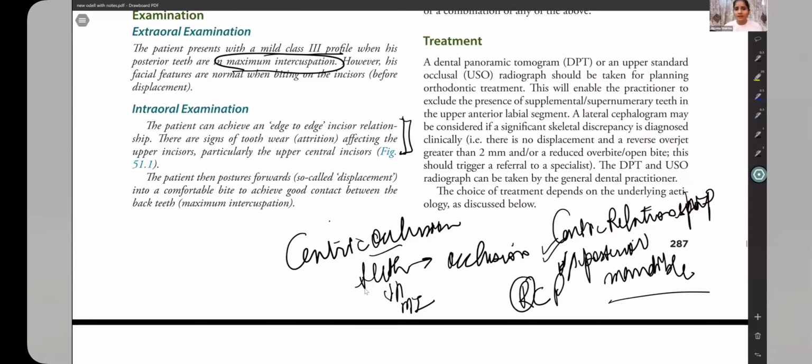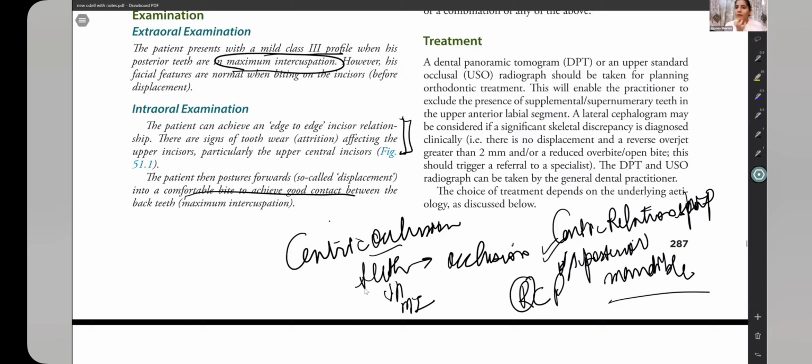There are signs of tooth wear, attrition, affecting the upper incisors, particularly the upper central incisors. The patient then postures forward, the so-called displacement. Another important orthodontic term: when the patient bites, everybody naturally bites in centric first, and that would be the retruded contact position. But as soon as the patient bites in retruded contact position or in centric relation, because his cusps are not interdigitating correctly, he feels the urge to displace the mandible. So the mandible comes forward, and then he achieves a comfortable bite where good, complete interdigitation and contact between the posterior teeth is achieved. That is maximal intercuspation.